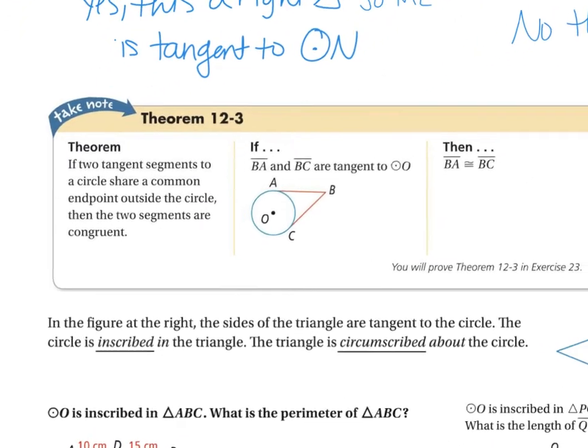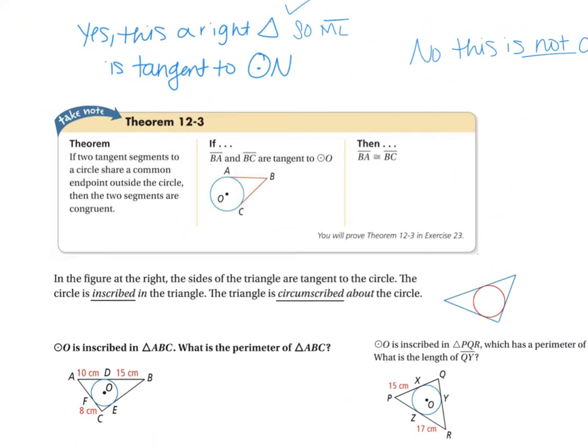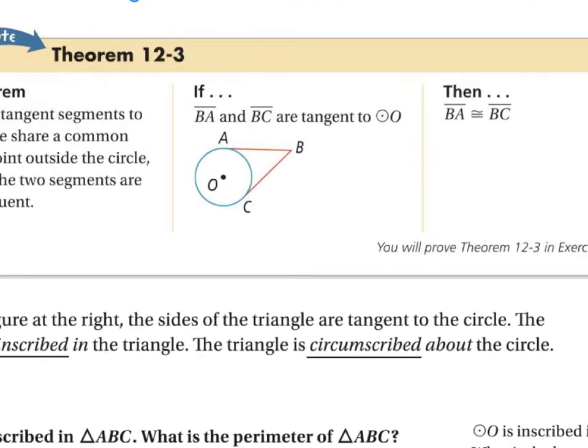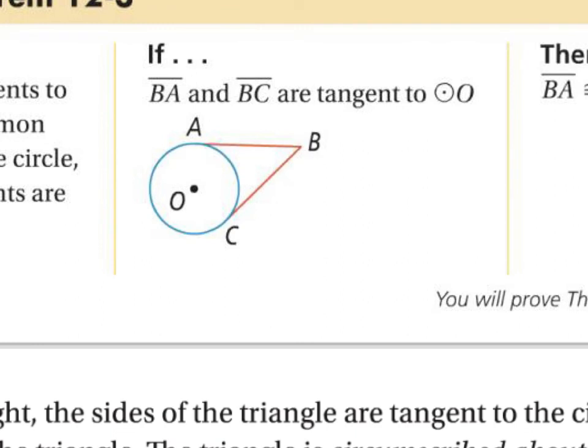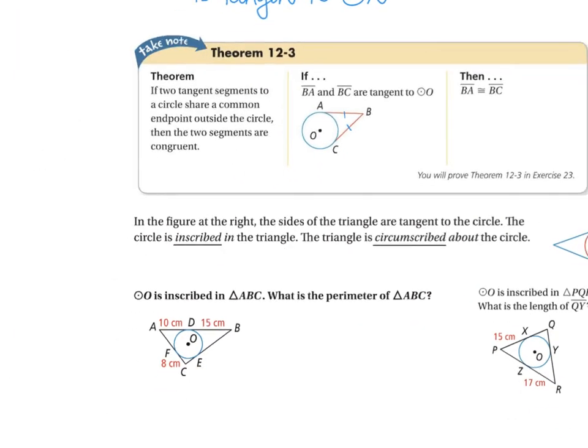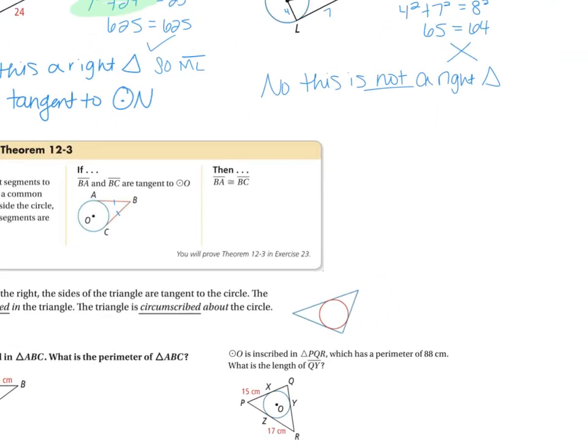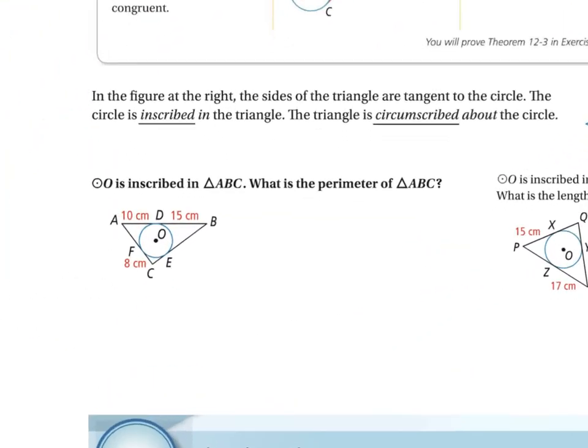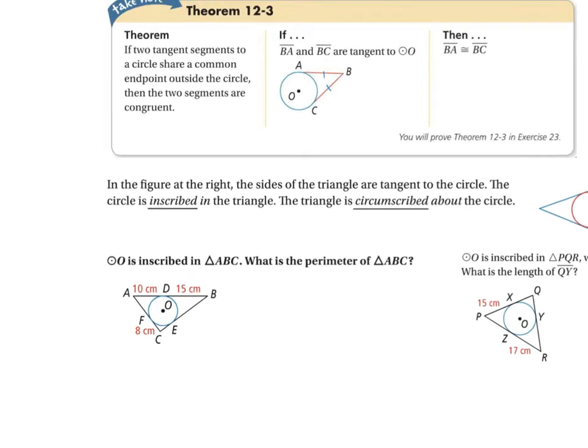Okay, so here we go. Last little theorem, and then we're almost done with these notes. So theorem 12.3, if two tangent segments to a circle share a common endpoint outside the circle, then the two segments are congruent. So if you have two things that are tangent, so AB and BC are tangents, then this segment and this segment are congruent. Okay, so do they give us an example? Nope, they give us these. Okay, so let's talk about the next one.